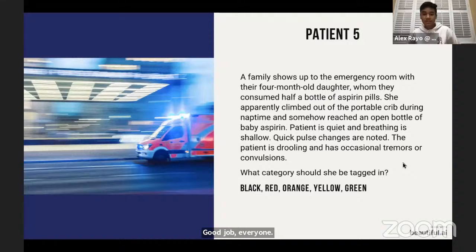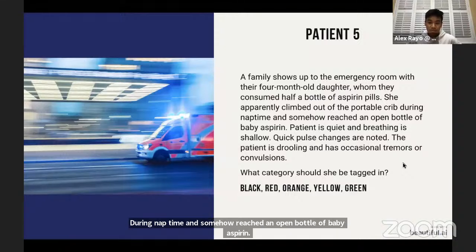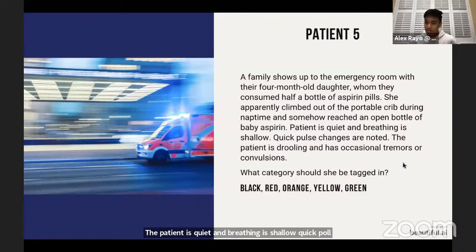Okay, patient 5. A family shows up to the emergency room with their 4-month-old daughter, whom they believe consumed half a bottle of aspirin pills. The baby apparently climbed out of the portable crib during nap time and somehow reached an open bottle of baby aspirin. The patient is quiet and breathing is shallow. Quick pulse changes are noted. The patient is drooling and has occasional tremors or convulsions.